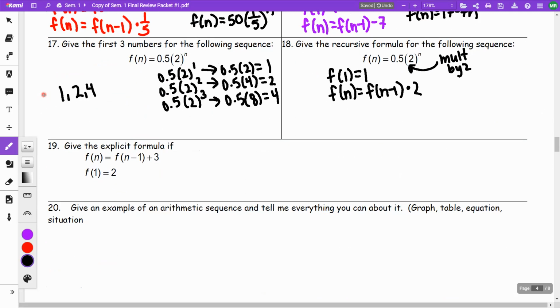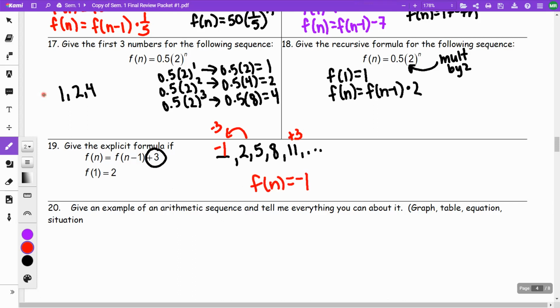On 19, they want us to give the explicit formula. So I know my first term is 2, and I know I'm adding 3. So I know it's going to be 2, add 3, 5, add 3, 8, add 3, 11, and so forth. So if I want to go backwards and find my 0, instead of adding 3, I'm going to be minusing 3, and I'm going to have a -1. So I'm going to have f of n is equal to -1, and I'm adding 3n, and that's my equation.